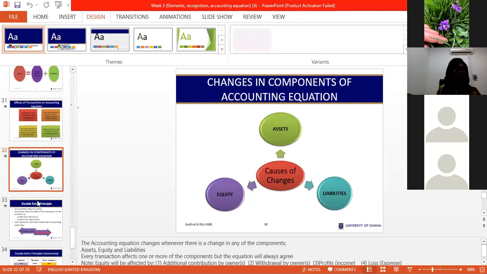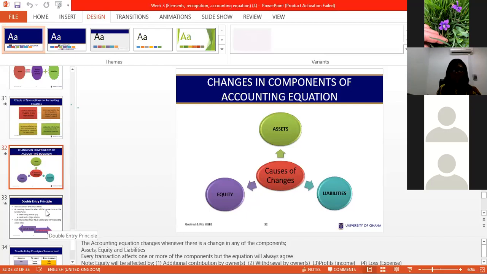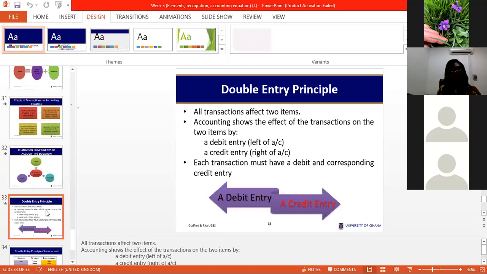So you would have to determine which of these is affected. In order to do that, accounting requires that these transactions are entered twice. And so we say it affects two items. So you would have to determine which two items, which asset item is affected, which liability item is affected, and whether it's affecting capital. That is one thing you must note.